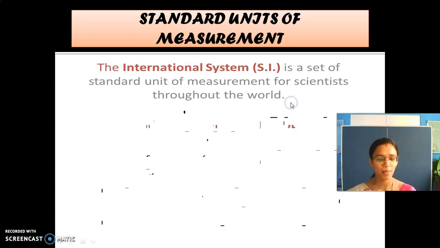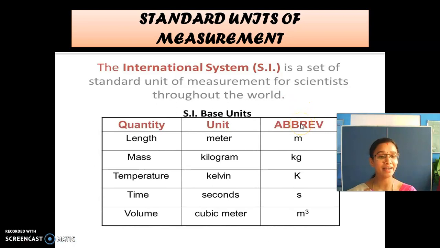So see here, these are the standard international units of some of the quantities. What is the first quantity? It is length. For length, the SI unit is meter, abbreviated as m. And then for mass, it is kilogram, abbreviated as kg. And then for temperature, it is Kelvin, abbreviated as K. And then for time, it is seconds. And then for volume, meter cube.